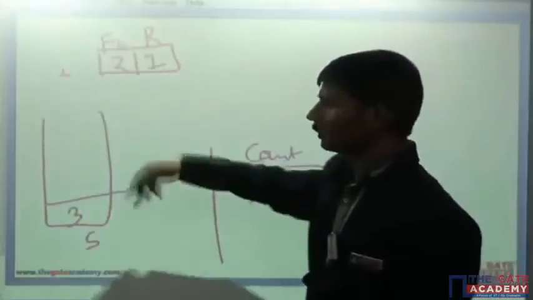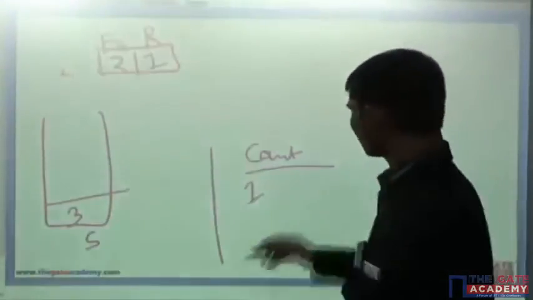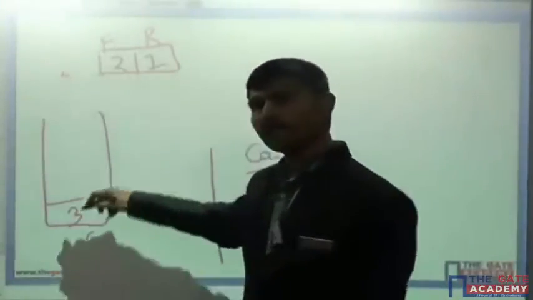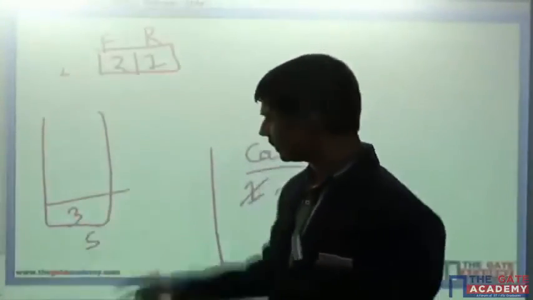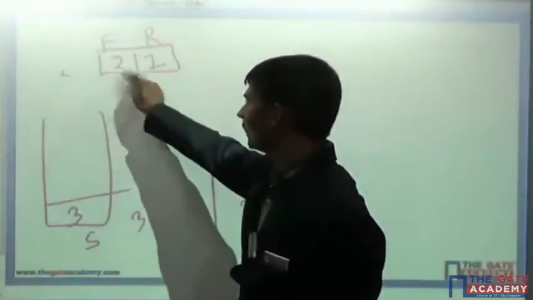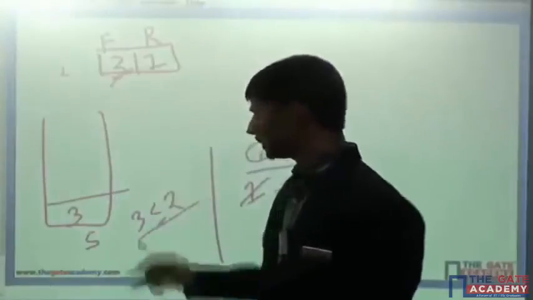After that, again you will go back and you will check, while queue is not equal to empty, the condition is true, so count becomes 2. And now you will check, if stack is empty, no, stack is not empty. So if this condition is false, then you will check if top of S is less than equals to head of Q. The head of Q is 2. 3 less than equal to 2, but this condition is false.